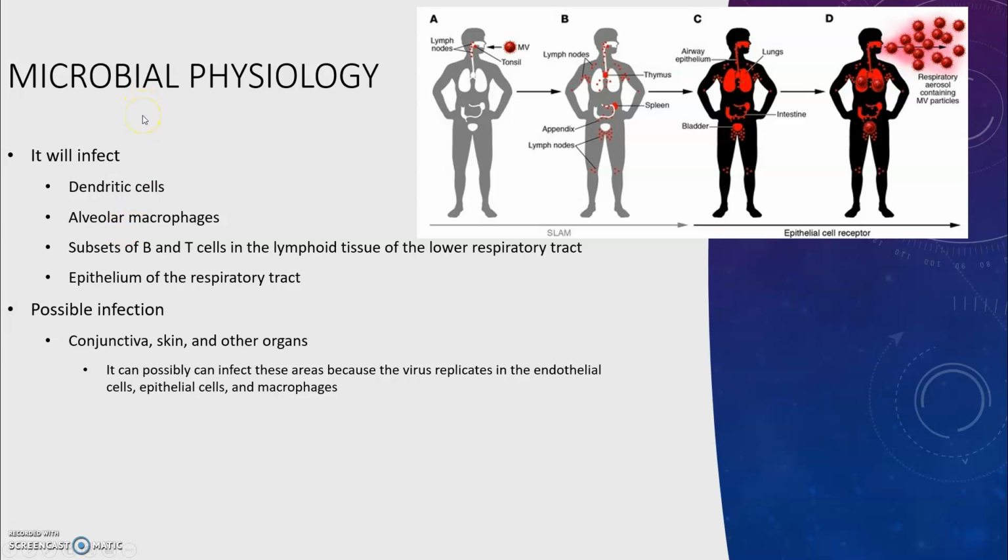Microbial physiology. This virus will infect dendritic cells, alveolar macrophages, subsets of B and T cells in the lymphoid tissue of the lower respiratory tract, also the epithelium of the respiratory tract. There is a possible infection of the conjunctiva, skin, and other organs. The reason these areas can be infected is because the virus replicates in the endothelial cells, epithelial cells, and macrophages.